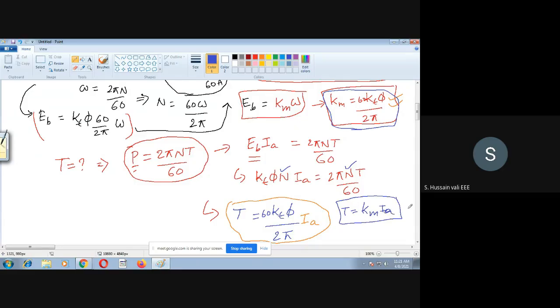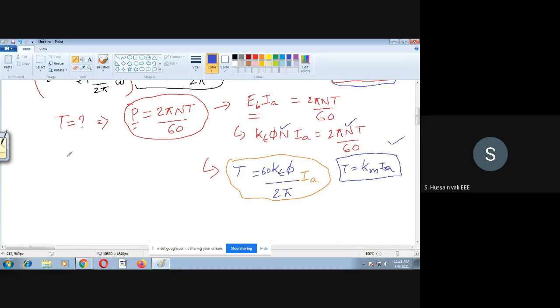This is possible when you consider the flux is constant. So this is the equation between the torque and the current. If I want to draw the graph between torque and current, this is Ia I will take, whereas this is T. What is the equation you got? T is equal to Km into Ia. Km is a constant.